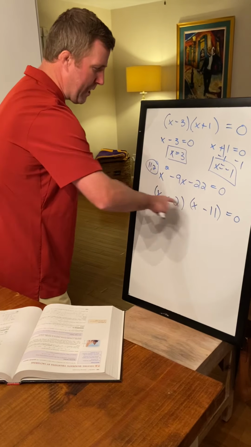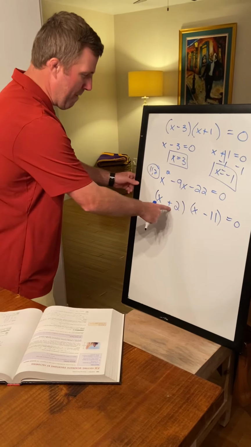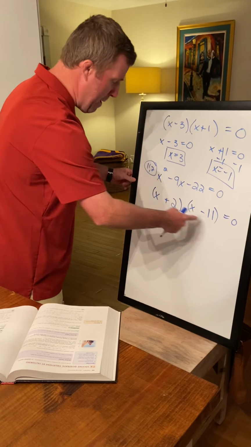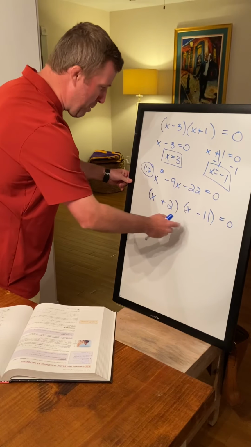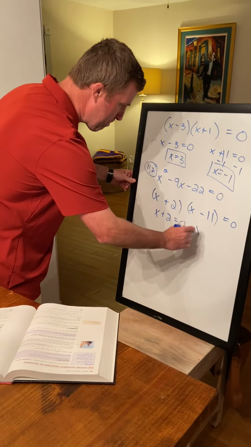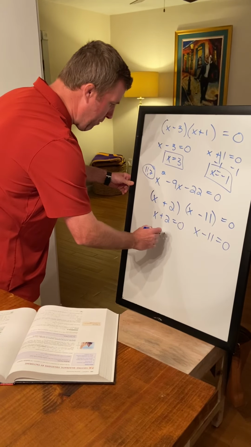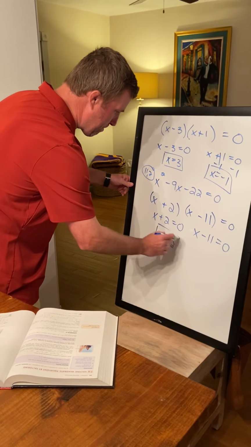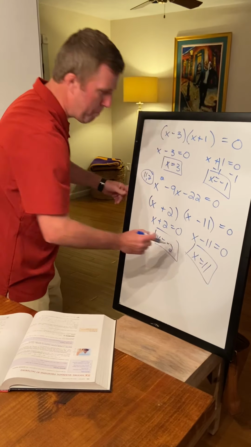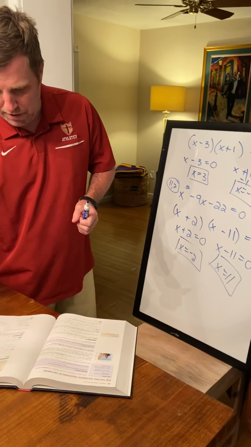So now you can see I'm right back to where I was when I did the last example. If I know x plus 2 times x minus 11 equals 0, then I know one of these has to be 0. So I set each one equal to 0. I solve it, subtract 2 from each side, add 11 to each side, and I have it solved. Okay? These are some of the easier examples.